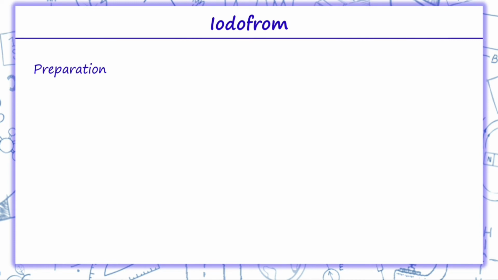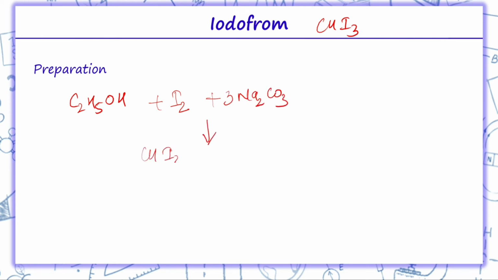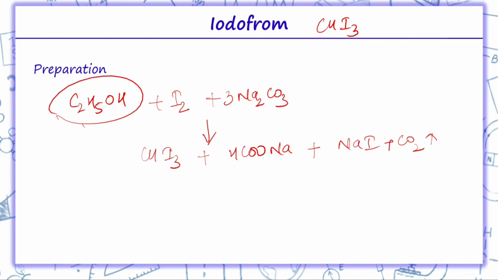Coming on to next, the next important compound is Iodoform. Iodoform is basically CHI3. Now how can we prepare this Iodoform? Again, as we prepared chloroform, we took Cl2. When we prepare Iodoform, like C2H5OH, we will take I2 plus sodium carbonate. So we will get over here CHI3, which is a yellow solid, plus HCOONa plus NaI plus CO2. Now this reaction is also given by ketone, that is 2 ones.